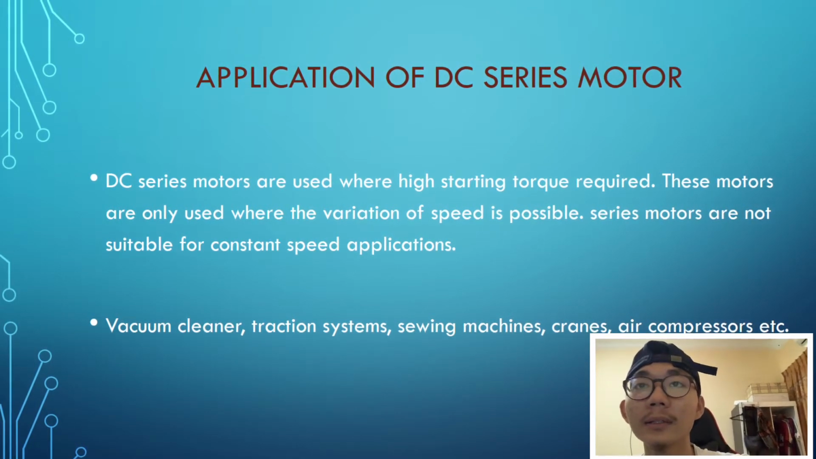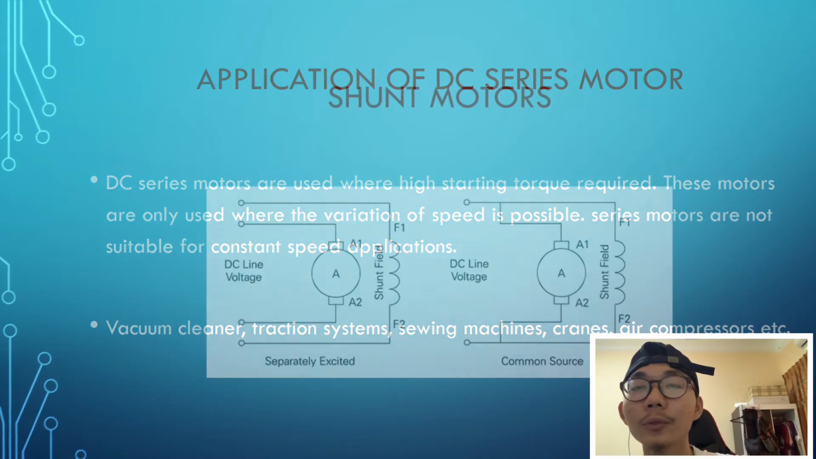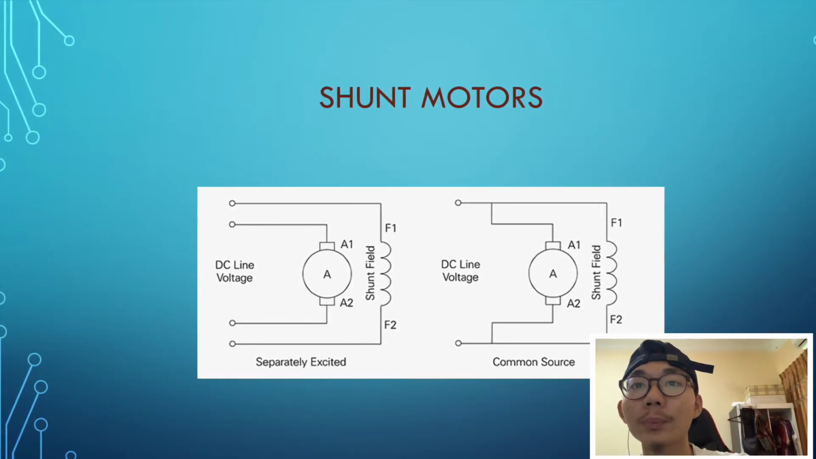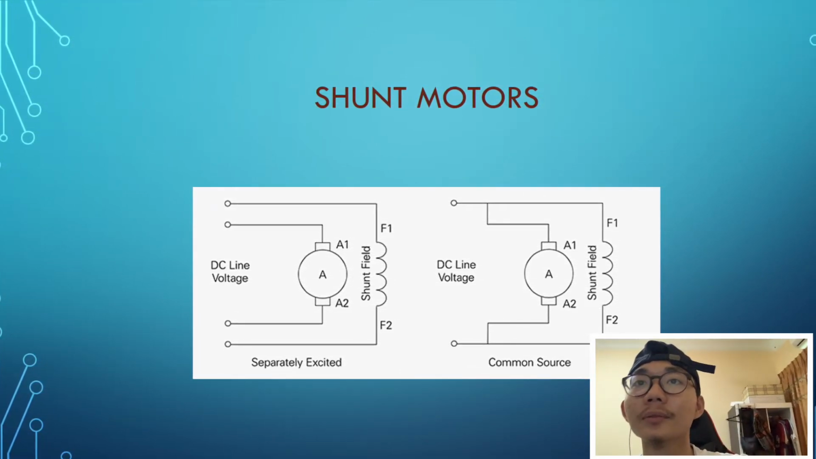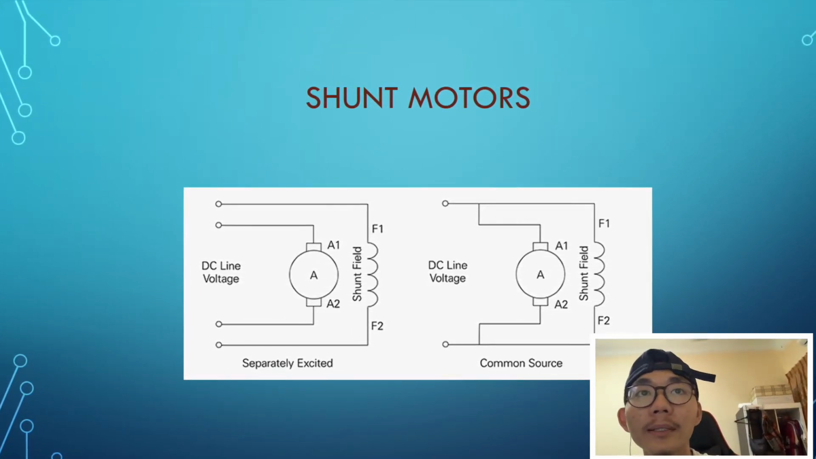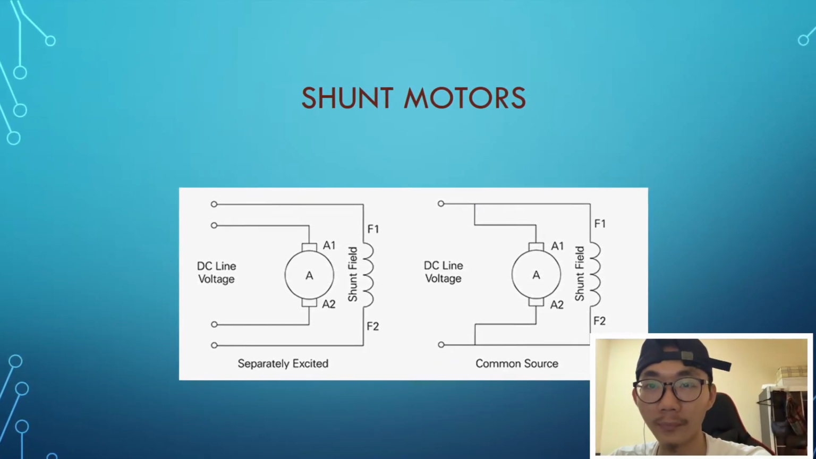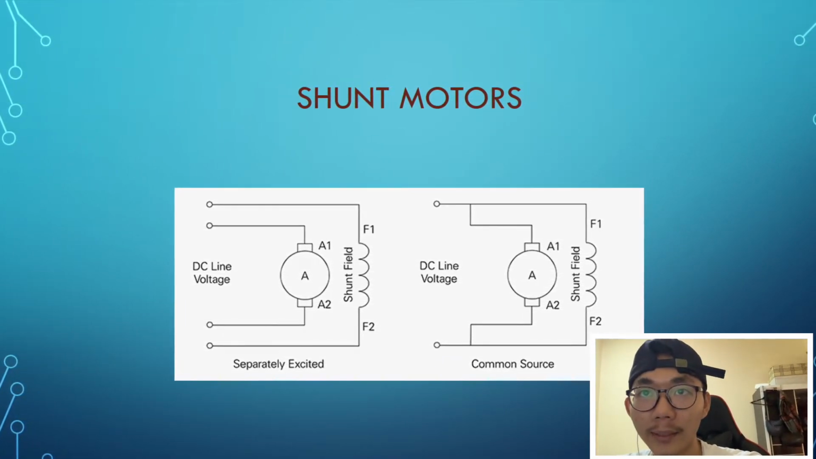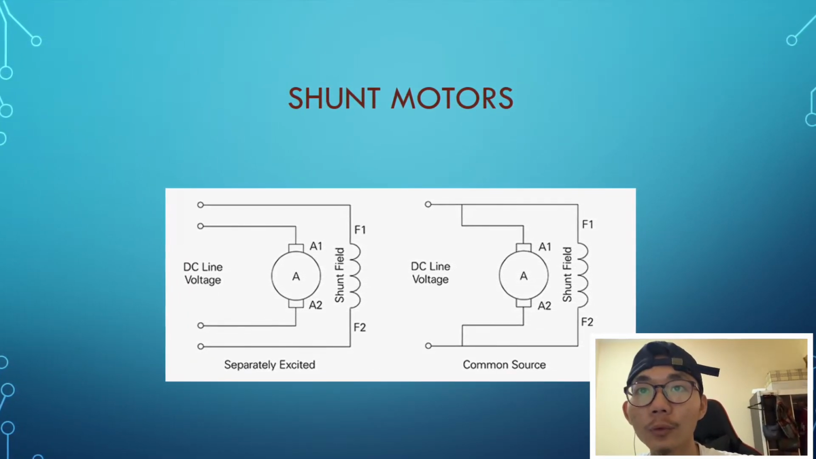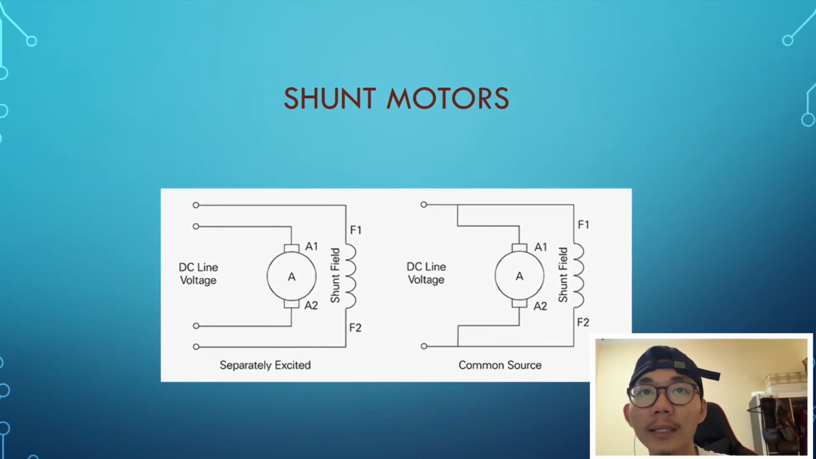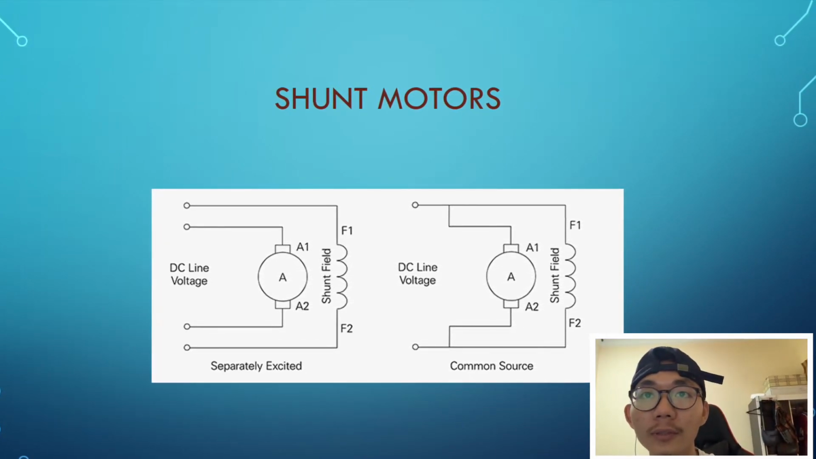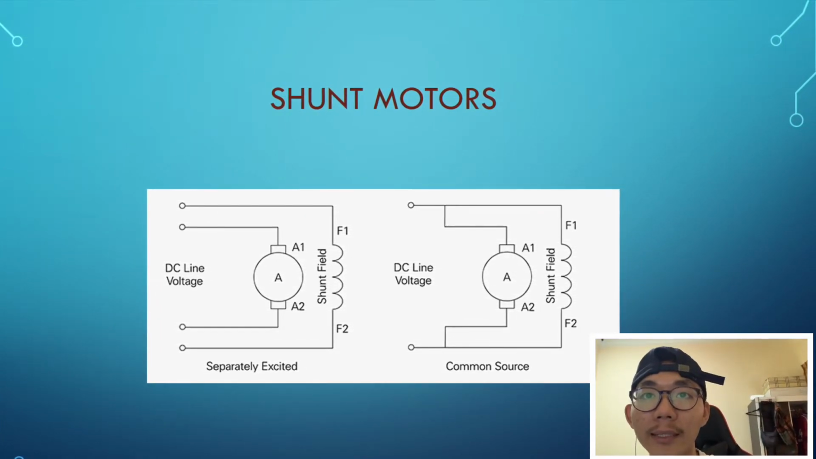Okay. The third type of DC motor is shunt motor. It has two types, separately excited and common source. In a shunt motor, the field is connected in parallel with the armature winding. The shunt connected motor offers good speed regulation. The field winding can be separately excited or connected to the same source as the armature.